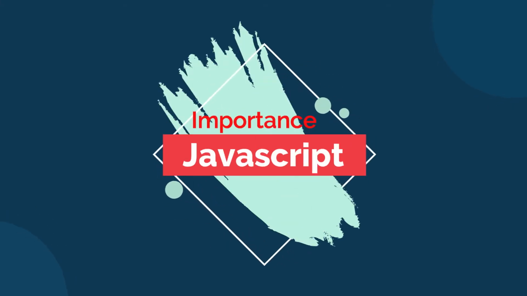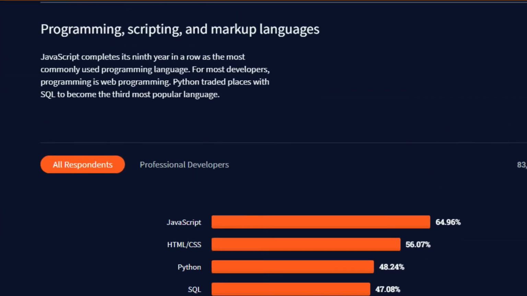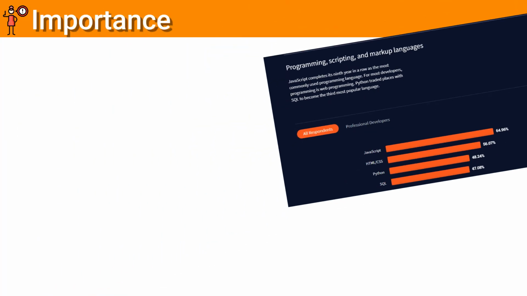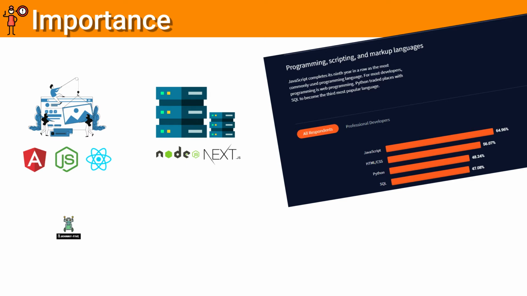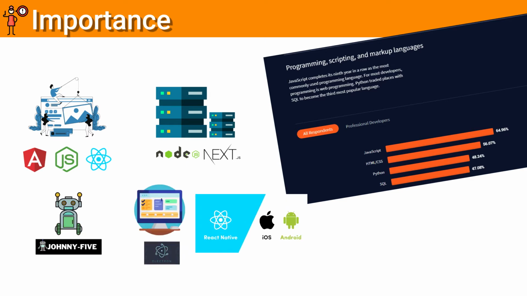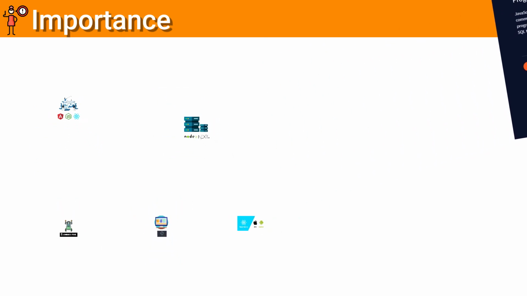Importance of JavaScript. According to the Stack Overflow 2021 Developer Survey, JavaScript is the most commonly used programming language. You can create almost anything with JavaScript, such as adding functionality to your web page, backend applications, robotics, desktop applications, mobile applications and more. In this course we will learn JavaScript syntax and adding functionality to a web page.